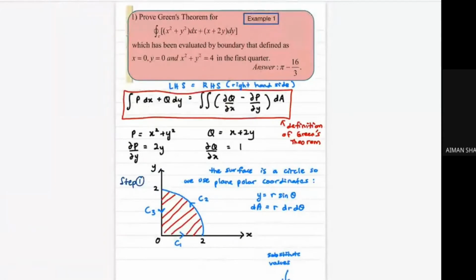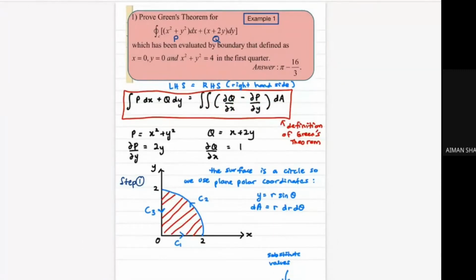Let's collect all the information first. This is the definition of Green's theorem, left hand side and right hand side. By looking at the question, you have to identify what is your P and what is your Q. In this case, you have P dx plus Q dy, so this is your P and this is your Q. You get P equal to x squared plus y squared. Del P del y is 2y. Del Q del x is equal to 1. We have to find this.